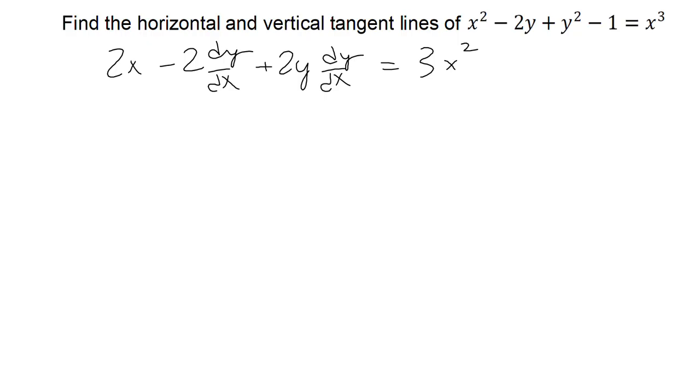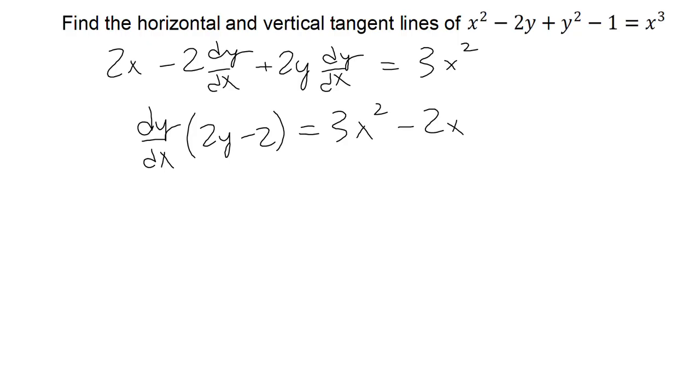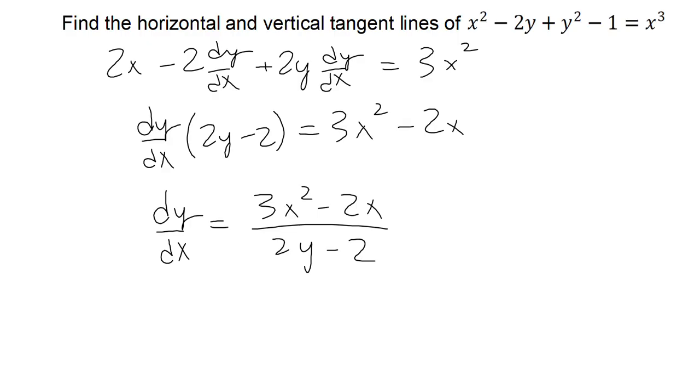Solving this for dy dx, we're going to factor out the dy dx from the left-hand side while bringing the 2x over there from the left to the right. So we end up with dy dx is equal to 3x squared minus 2x over 2y minus 2.